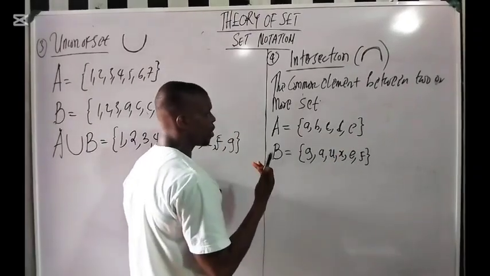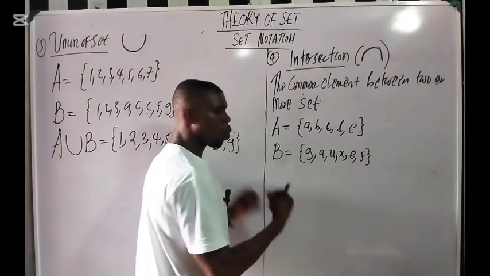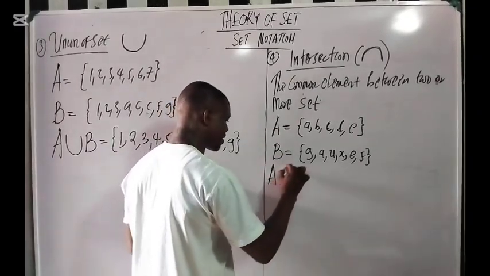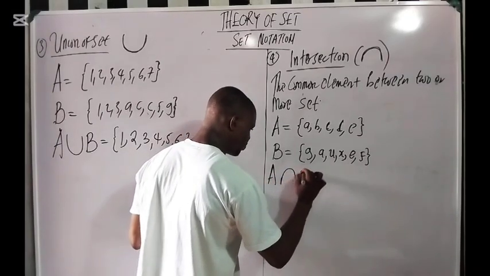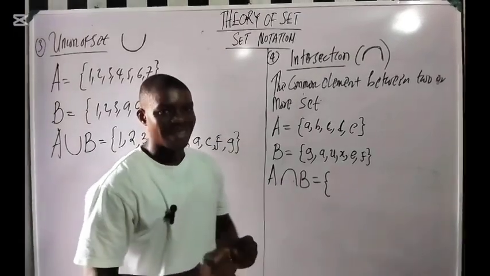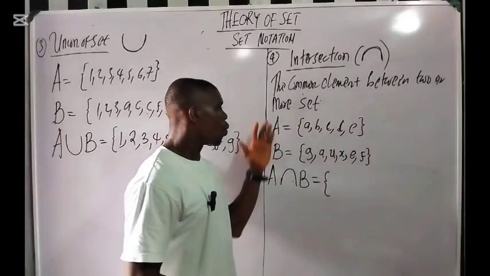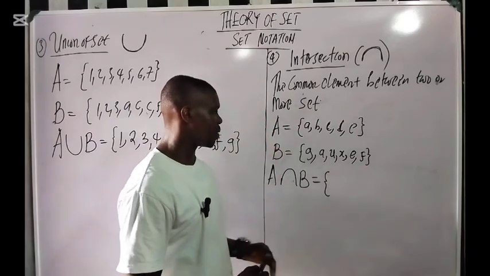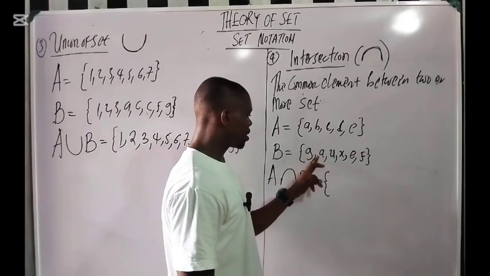Now they should ask you here, what is the intersection of these two sets? So here we're going to write A intersection B, right? Now, what do I mean by intersection? The common elements between two or more sets. So if you look at it, what are the common elements or members between these two sets? Here we have A, B, C, D, E. Here we have G, A.